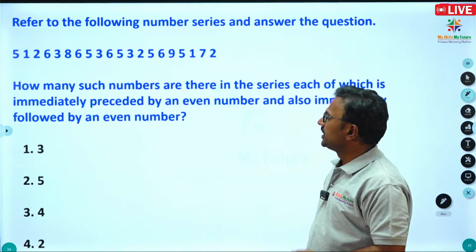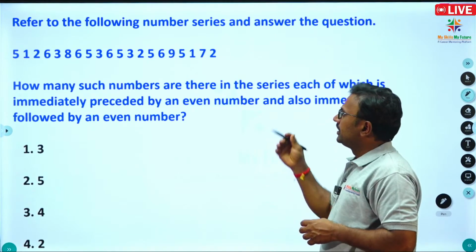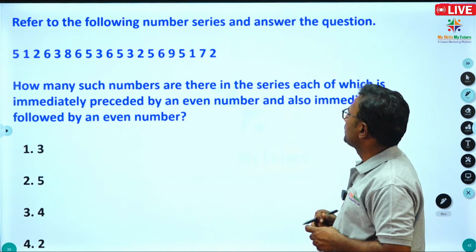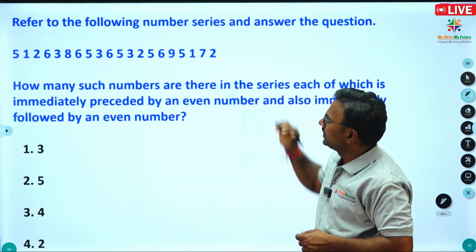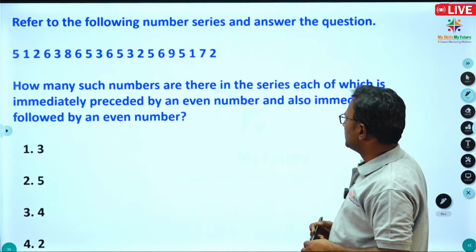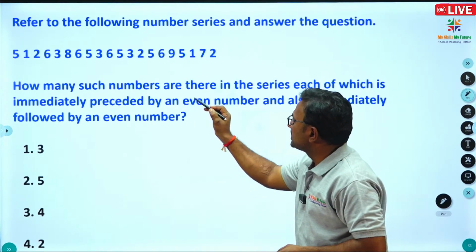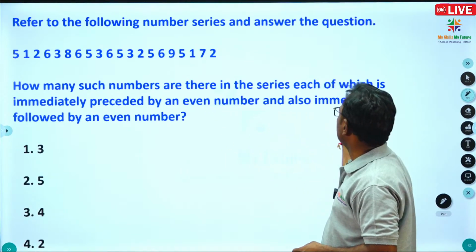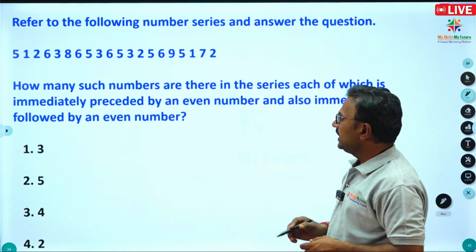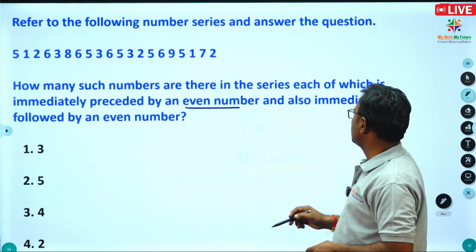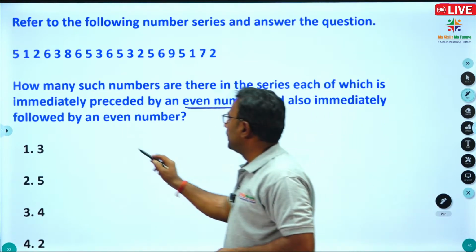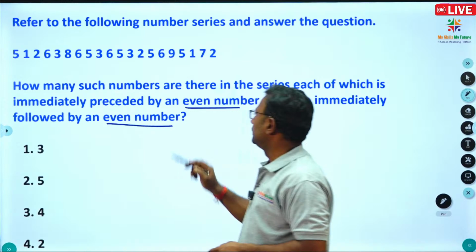Right, see the question here. Refer to the following number series and answer the question. This is the number series given. So what is the condition given? How many such numbers are there in the series which are immediately preceded by an even number and also immediately followed by an even number?